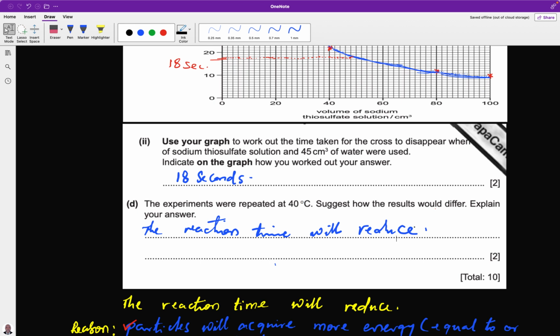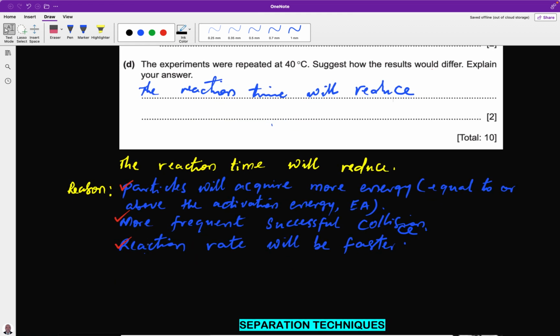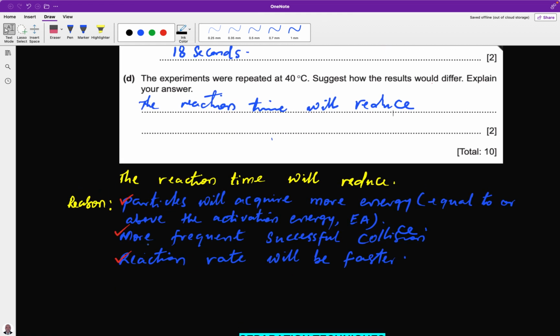Now, what is the reason for the explanation? This is the reason I've given here below. I said the reaction time will reduce.